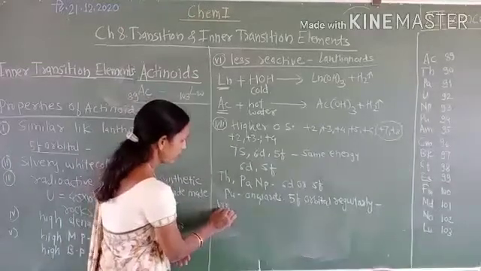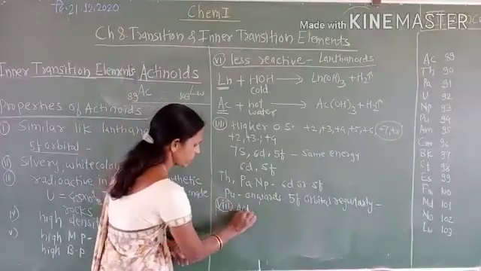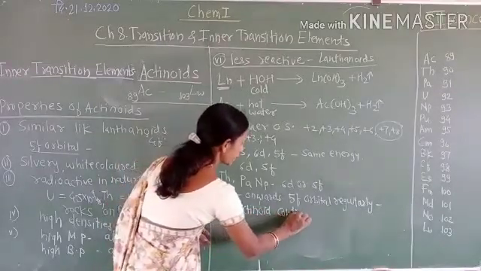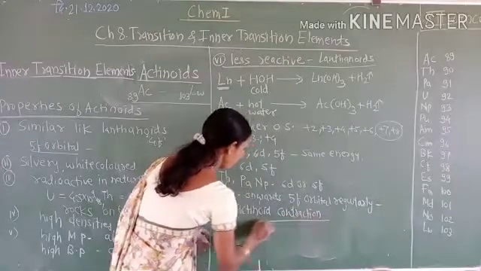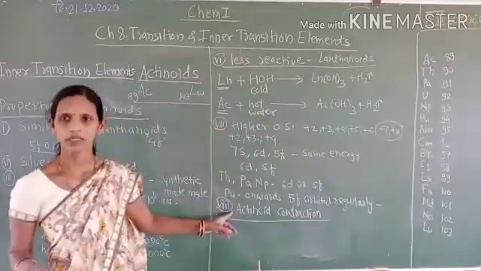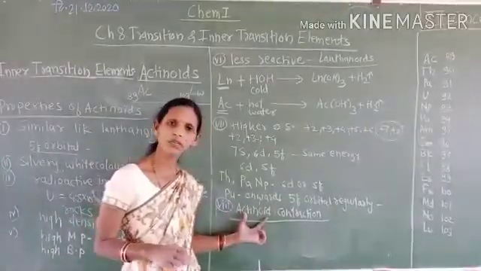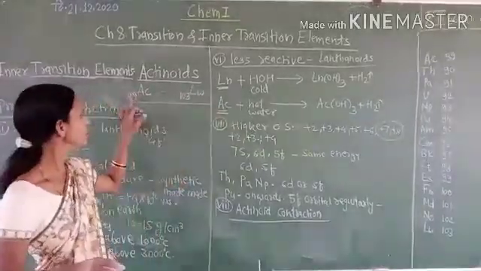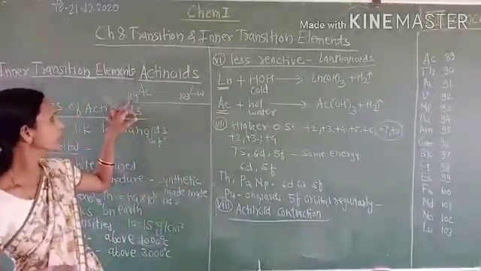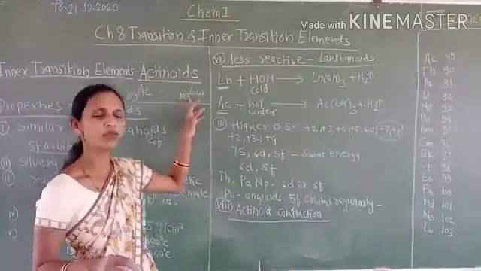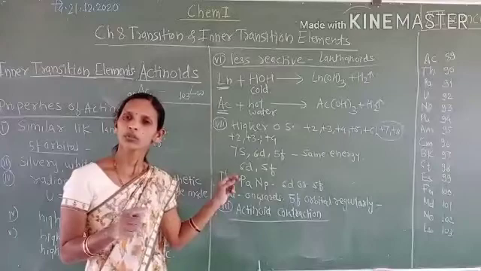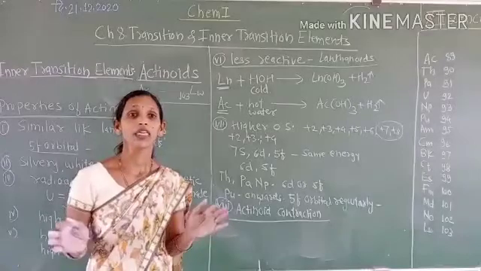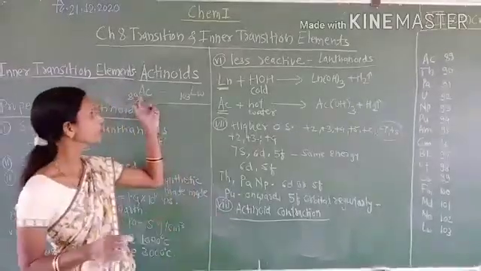That is actinoid contraction. Like lanthanoid contraction, actinoid contraction is shown by the actinoid elements. The name itself indicates actinoids, that means from actinium, having atomic number 89, to lawrencium, having atomic number 103. Though the atomic number increases, the atomic radii or ionic radii decrease from actinium to lawrencium.